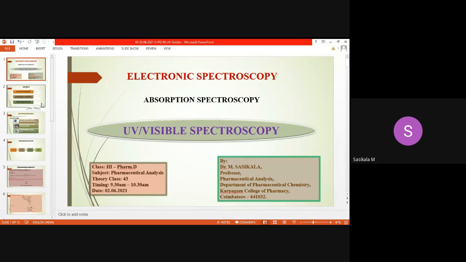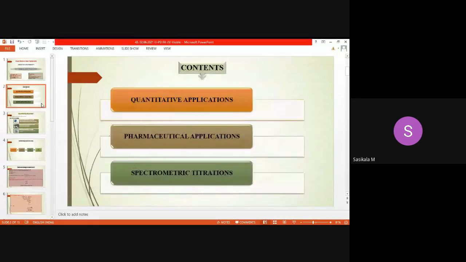So we'll discuss the remaining part of what we discussed in the last class. We have completed only the introduction, principle and instrumentation of UV visible spectroscopy. Now let's move on to quantitative applications, pharmaceutical applications and spectrometric titrations.